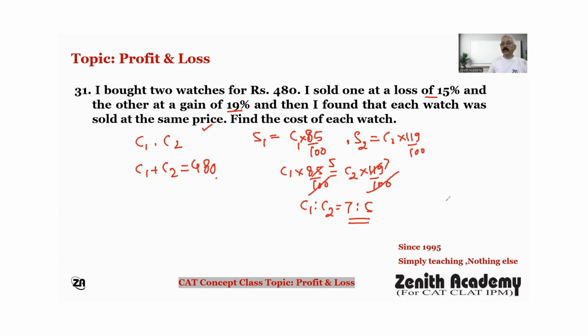Find the cost of each. So C1 is 7 by sum of the ratio 12 into 480. This is 280. If C1 is 280, then C2 is 480 minus 280, 200. So it is a very simple question. Now see the next.